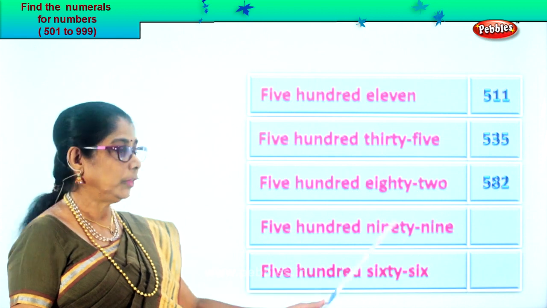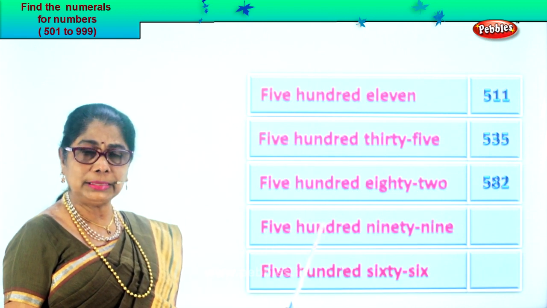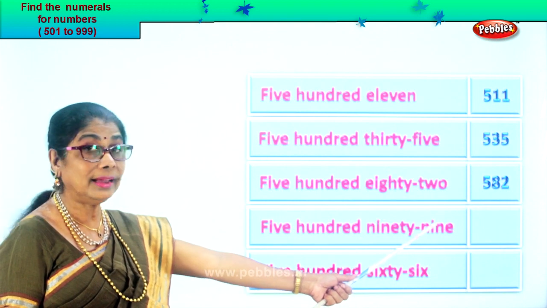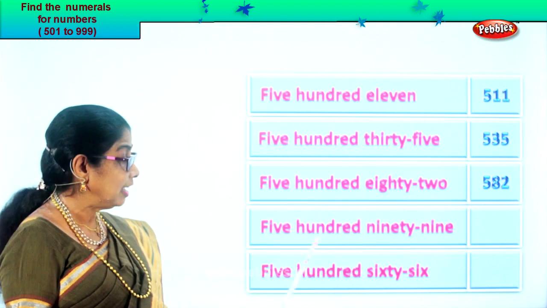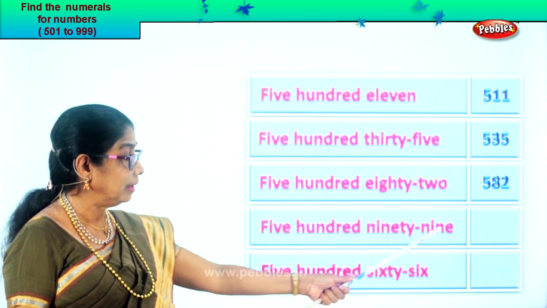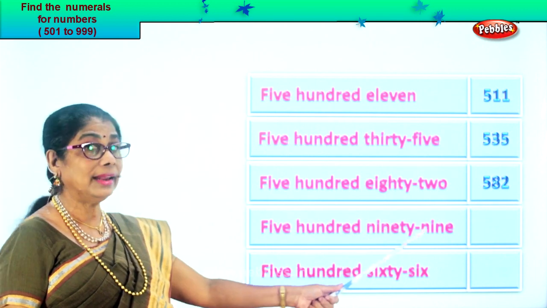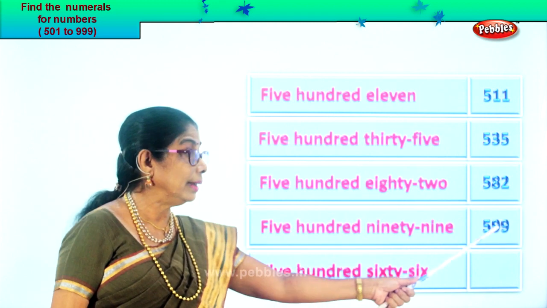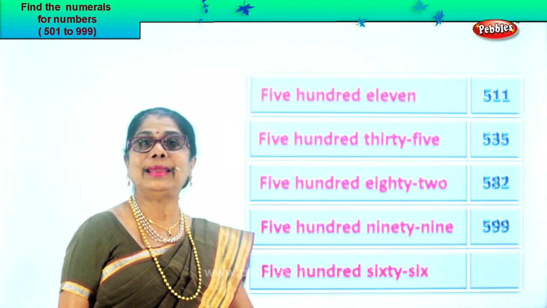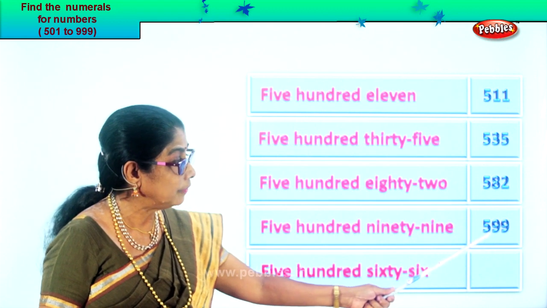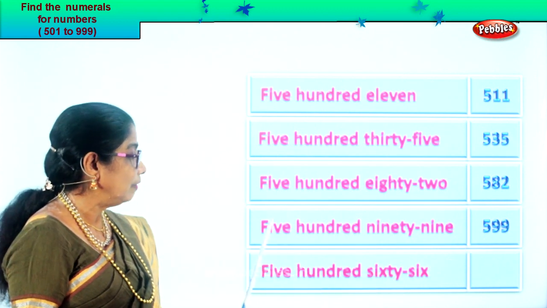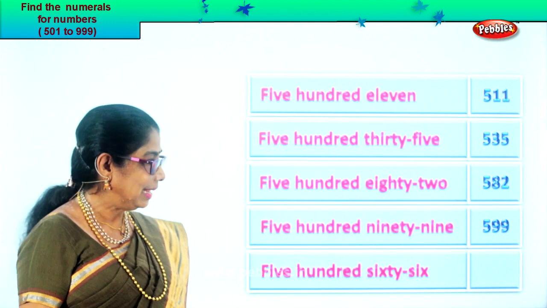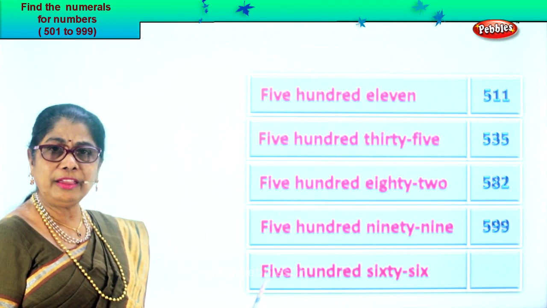599. You have 5 in the 100 place, 9 in the tens place, and 9 in the ones place. 599. 3-digit number. 5 in the 100 place, 9 in the tens place, and 9 in the ones place. Read. 599. Very interesting, isn't it? Let's take this one now.